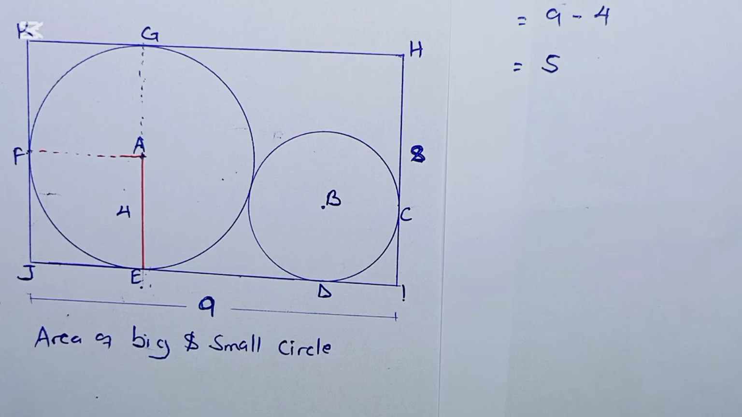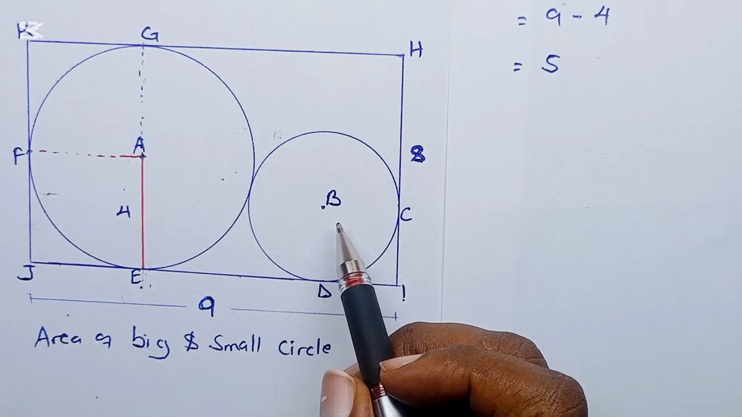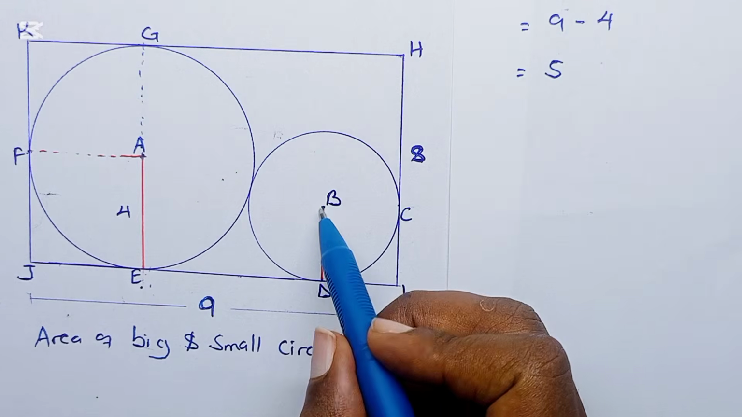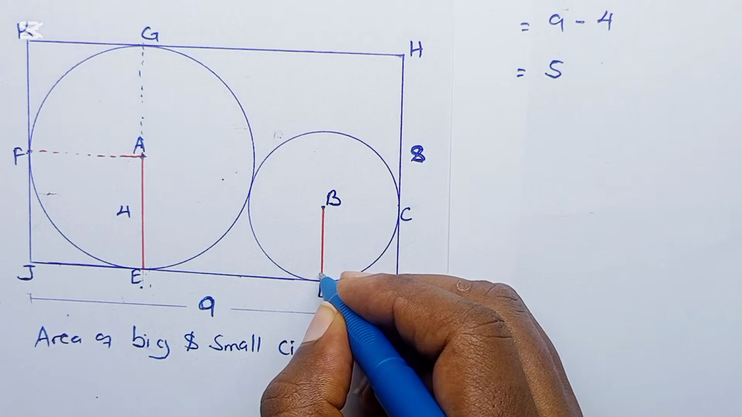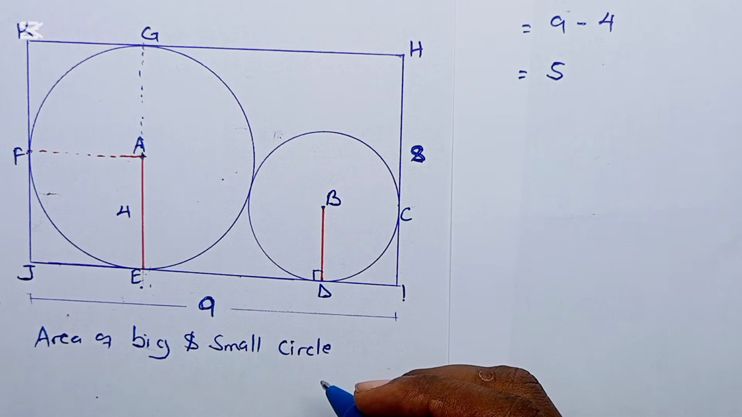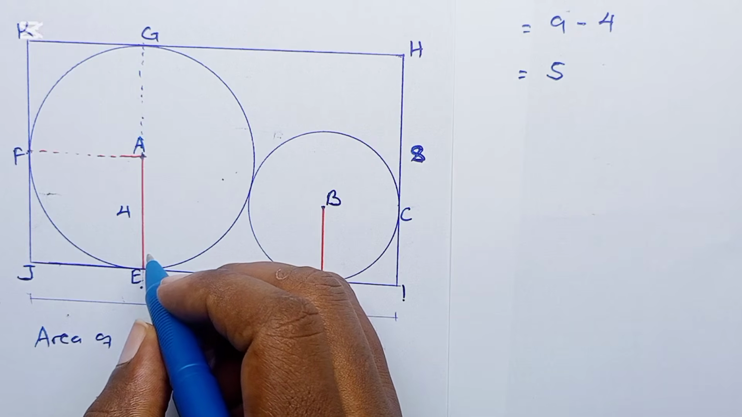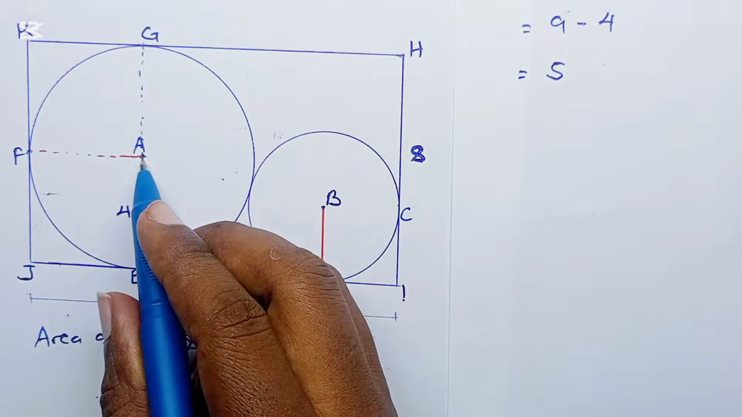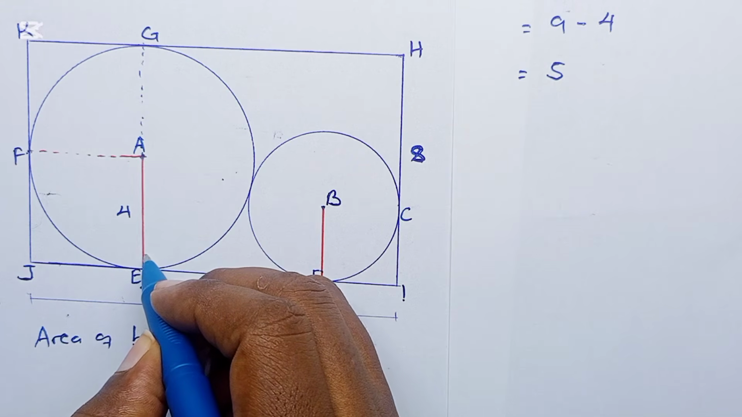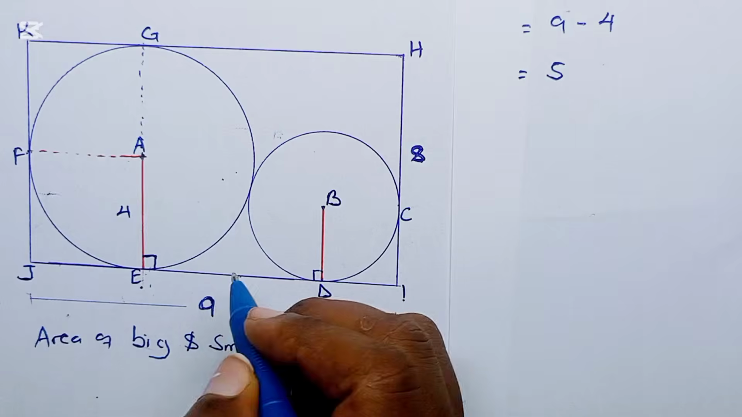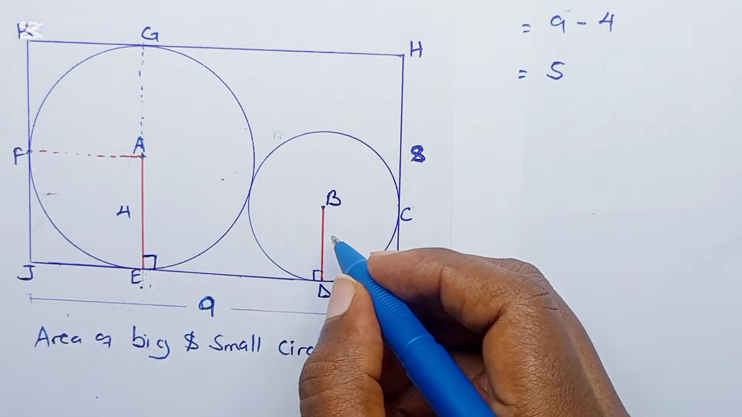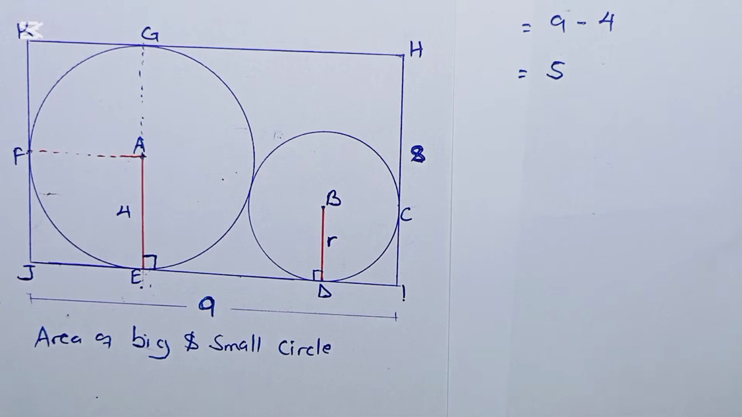Next is let's also draw a vertical perpendicular line from center B to point D. Remember, this is a perpendicular line to this line. These lines are perpendicular due to the tangency to a circle theorem, where the radius of a circle is perpendicular to the tangent to that circle. So this radius is perpendicular to this tangent. Okay, so this is also 90 degrees. So BD is the radius of the small circle. Let's call it small r.